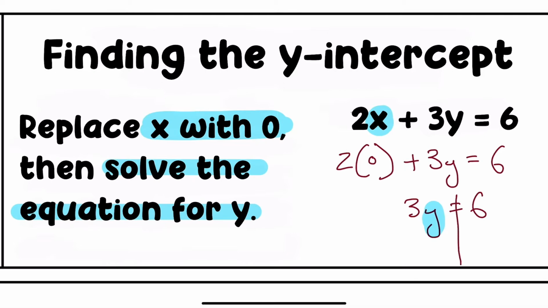So what I'm going to do is divide by 3 here to get rid of it. So then I'm left with y equals 6 divided by 3. Well, that's 2. And our y-intercept will be 2.